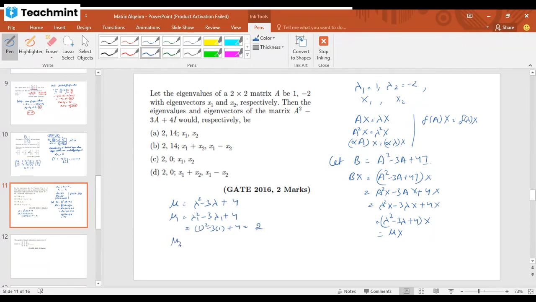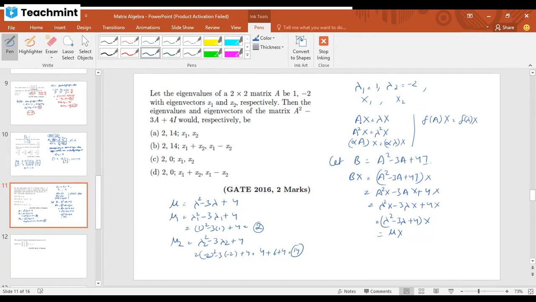And what about mu 2? It is lambda 2 square minus 3 times lambda 2 plus 4. This is minus 2 square minus 3 into minus 2 plus 4. So 4 plus 6 plus 4 is 14. So what are the eigenvalues? 2 and 14. And you can see here, Ax is equal to lambda x, then A square x is also equal to lambda square x.